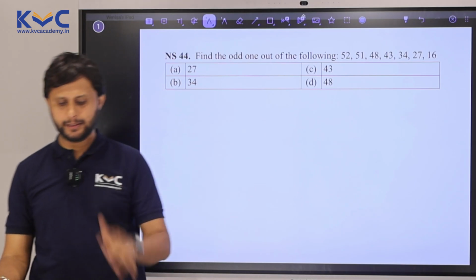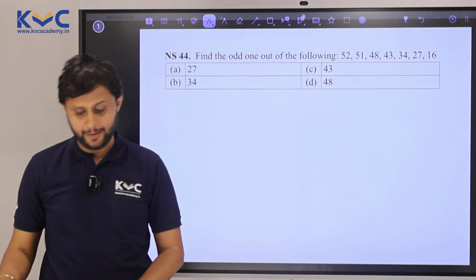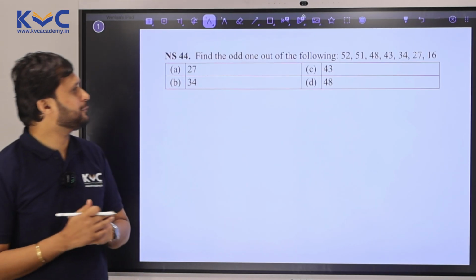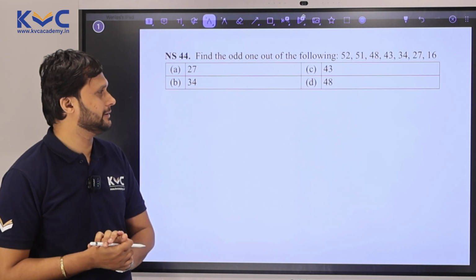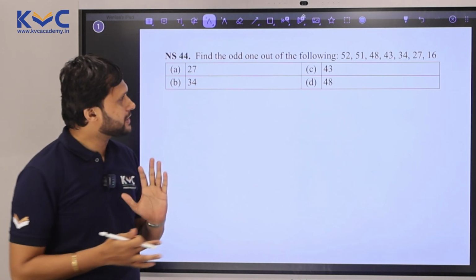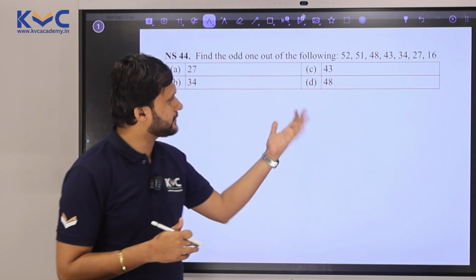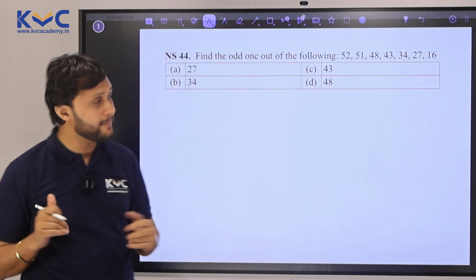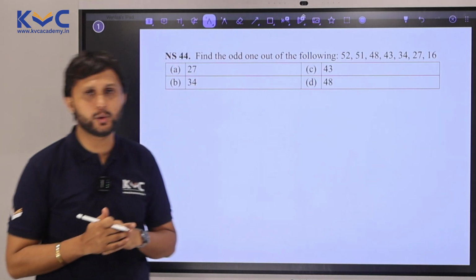Find the odd one out amongst these. 52, 51 is there, 48, 43 is there, 34, 27, 16. So first we always check odd numbers, even numbers, prime numbers. We'll do that. Even we have 16, we have 34, ruled out. Two numbers are even. Odd numbers we have 51, 43. That logic is also ruled out.